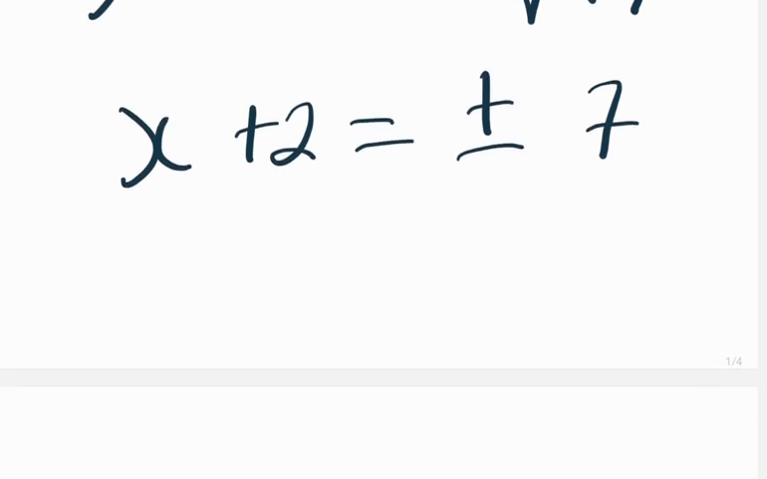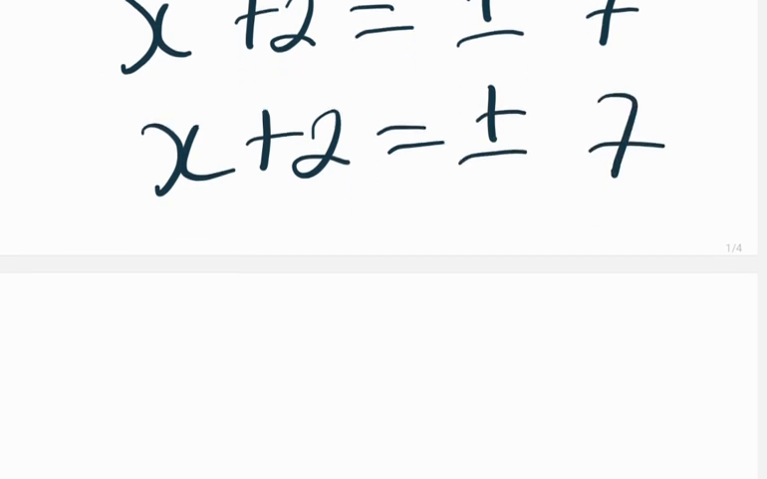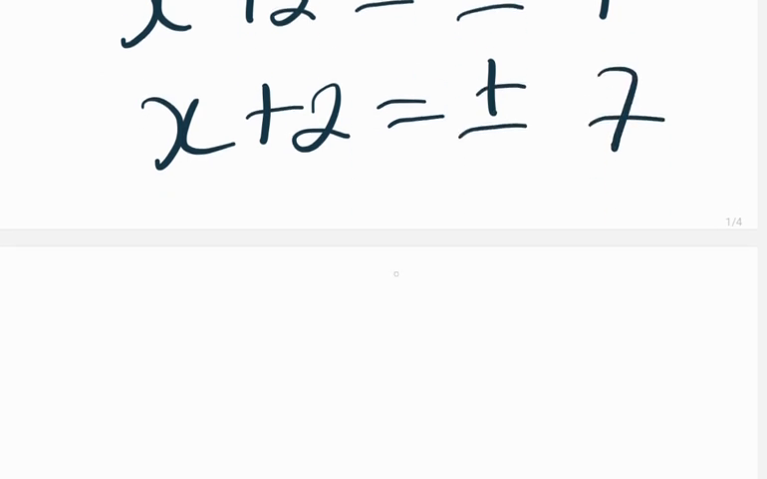So here I'm going to repeat the question. I have s + 2 equals plus or minus 7, right? So what we're going to do right here is partition the board or divide it into 2, because we're going to have 2 answers that satisfy this equation, right?